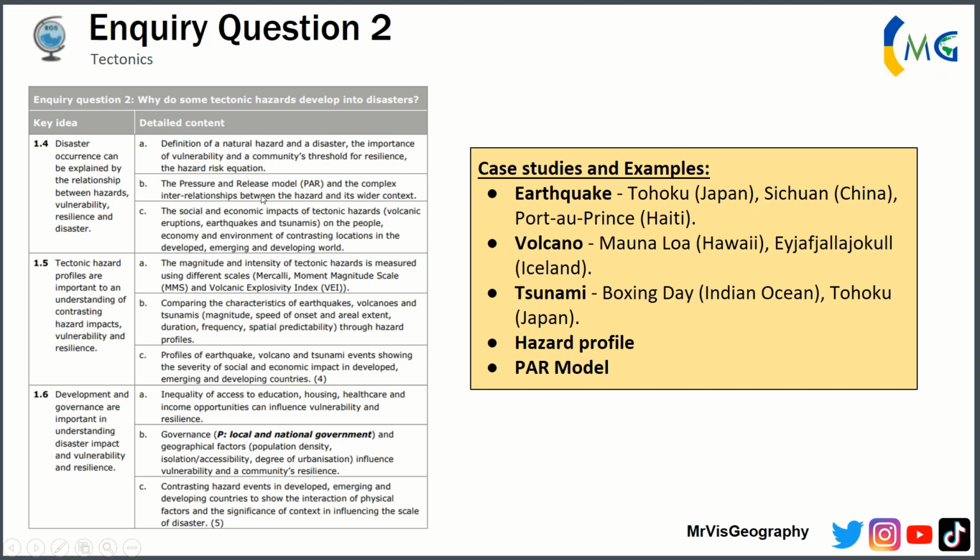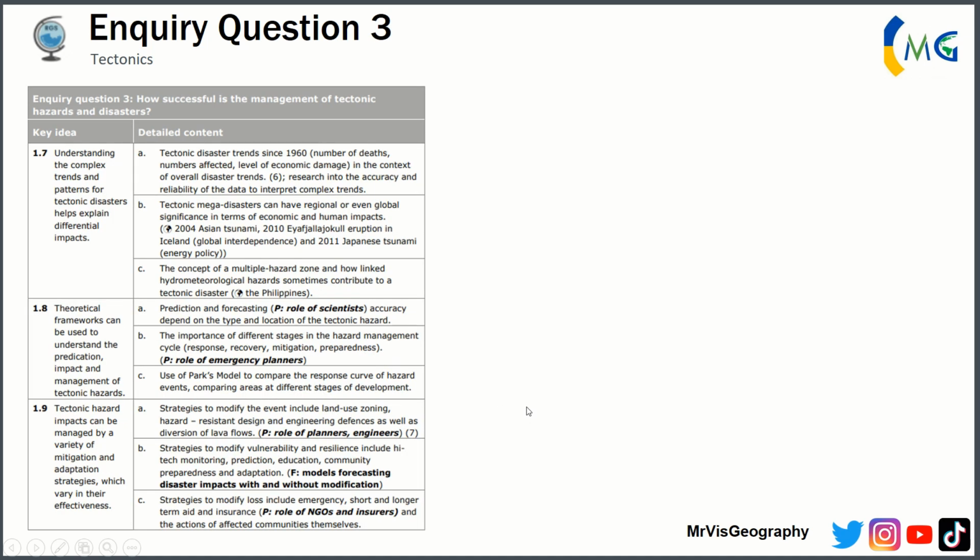Okay, so if you divide inquiry question 2 into 3, the first section is about the link between vulnerability, resilience, and the hazards. The second section is about contrasting that between case studies, and the third section is about governance and how that affects different countries. And the final inquiry question is inquiry question 3. There we start to look at management.